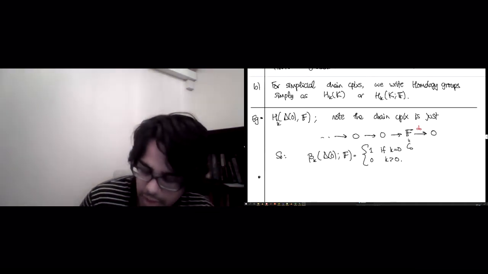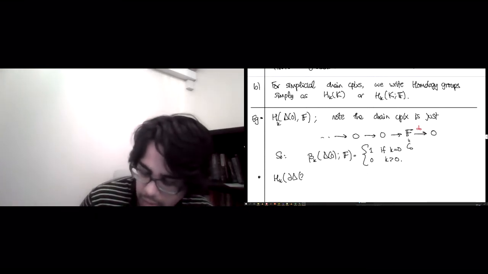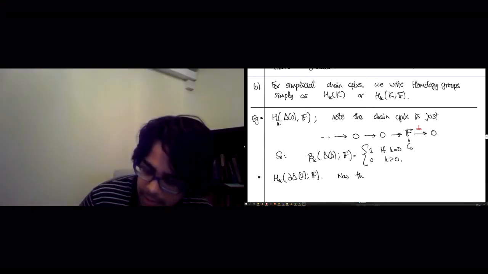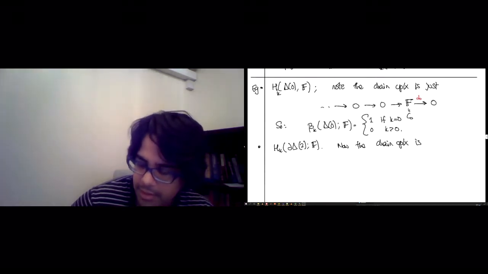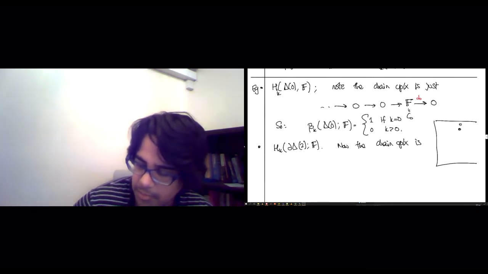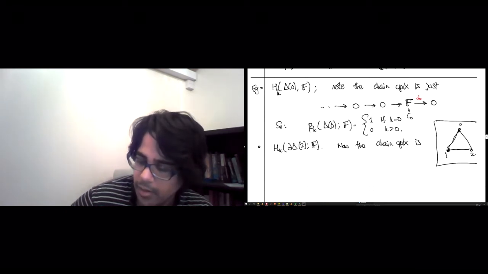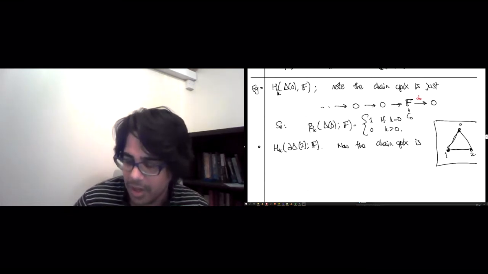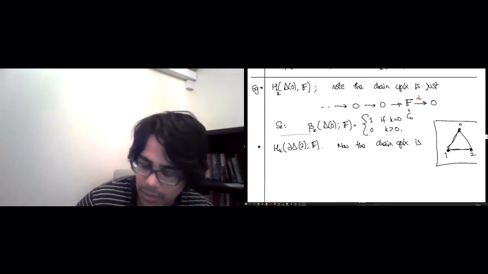If you want a bit of a challenge, you should try the boundary of the hollow 2-simplex with coefficients in F. Now the chain complex is much, much fancier. The simplicial complex is going to be the hollow 2-simplex, so we make its boundary and then don't fill it in. And now there's going to be a map that is non-trivial between two chain groups that are non-trivial.